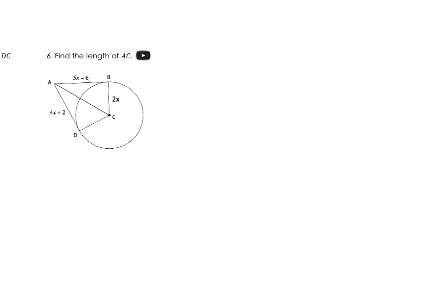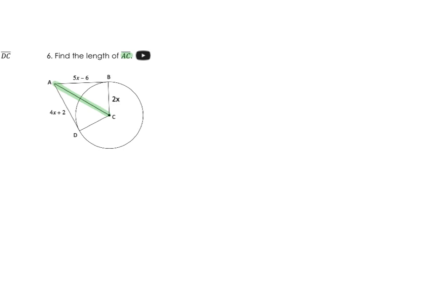All right, now I'm going to go over number 6. So number 6 says find the length of AC. So AC is that part right here. So I'm going to use a couple theorems here. The first theorem is the tangent segments theorem.